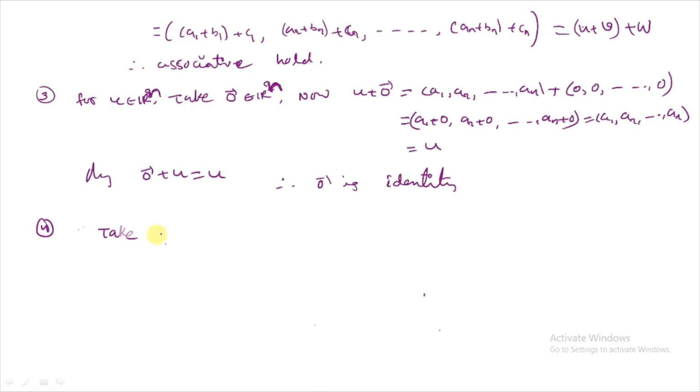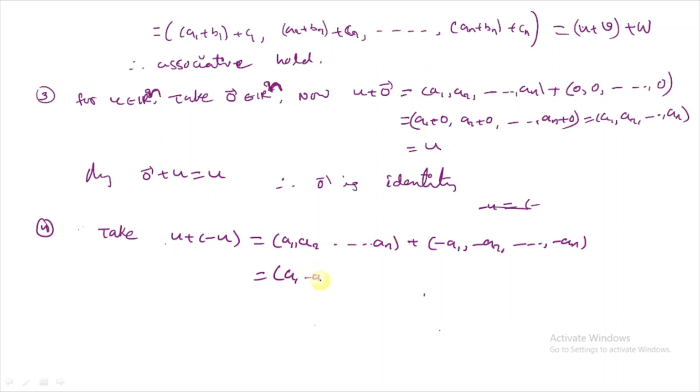Take u plus minus u. The minus means the negative vector. u means a1, a2, up to an, plus minus u, which means minus a1, minus a2, up to minus an. Minus u is a negative vector. These are real elements, so you can write a1 plus minus of a1, a2 plus minus of a2, and so on, an plus minus of an.